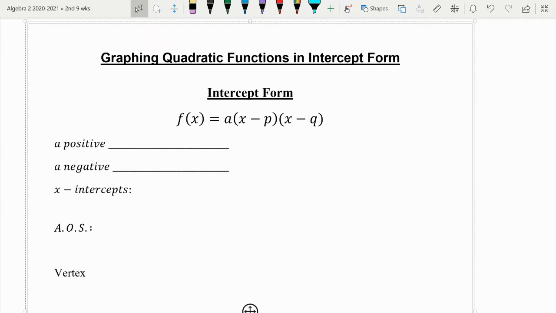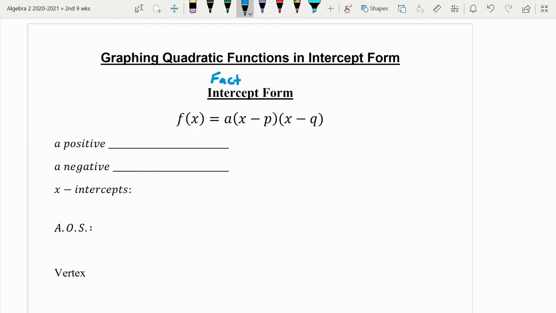the equation. All right, so another name for this is factored form. Because when we go into factoring, what we're doing is we're converting the quadratic to intercept form. So that's just kind of a seed there for something coming later down the line. All right, so here's our formula for intercept form.